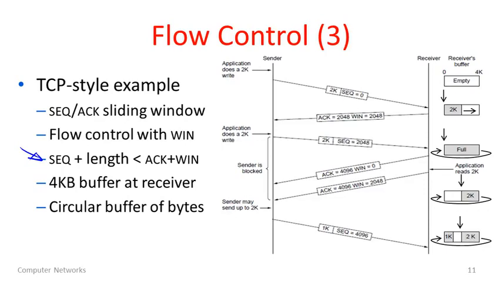So let's see how it works. In the beginning, we have the app sending 2 kilobytes from a sequence number of 0. So that goes into the buffer. What goes back? The ACK goes back. This ACK is for 2 kilobytes because that's now the end of the buffer, the next place to write into it. And our window has gone down to also 2 kilobytes because that's what's left of the 4 kilobyte buffer. Okay, that's fine.